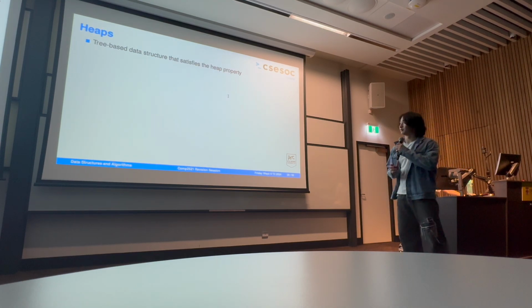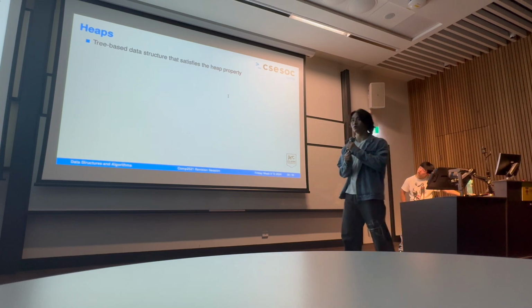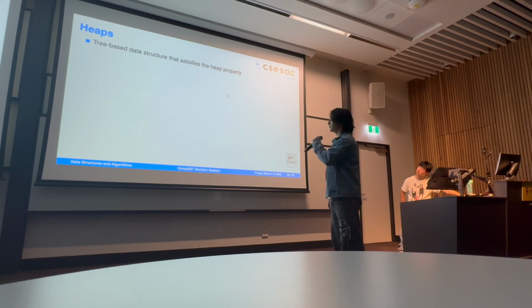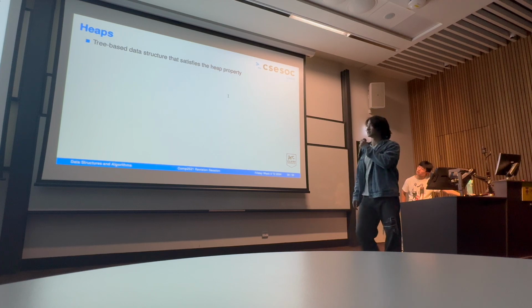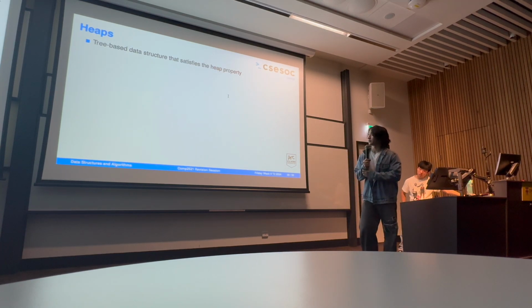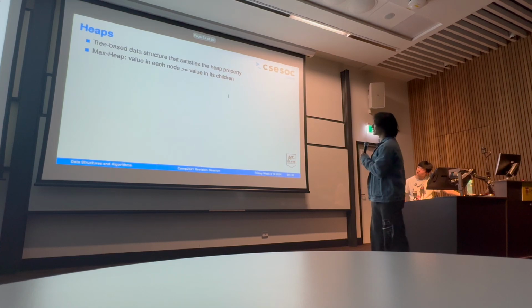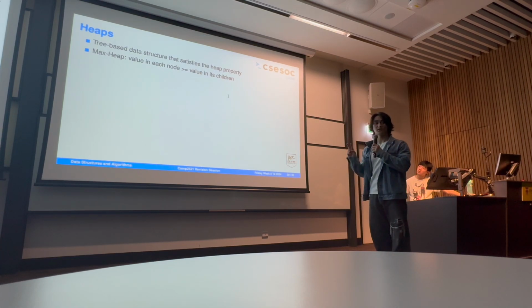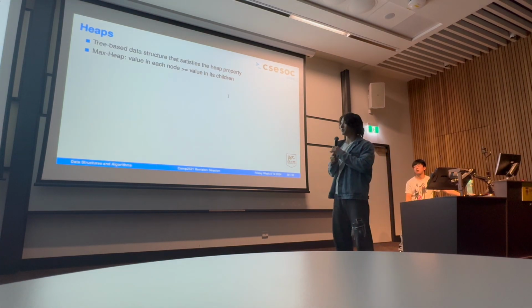The final thing we're going to look at is heaps and PQs. Heaps are a tree-based data structure, and they satisfy the heap property. What is the heap property? Well, it depends. We have two types of heaps, a max heap and a min heap.